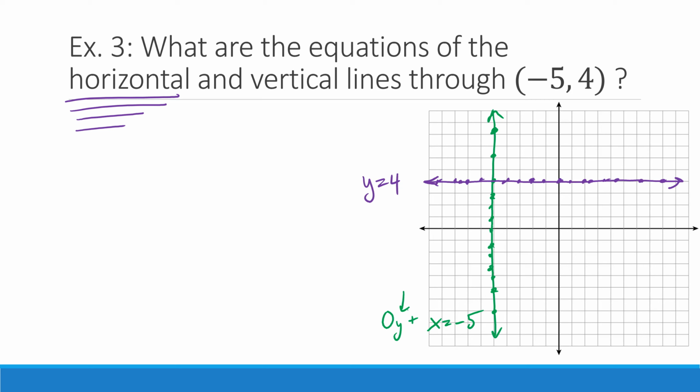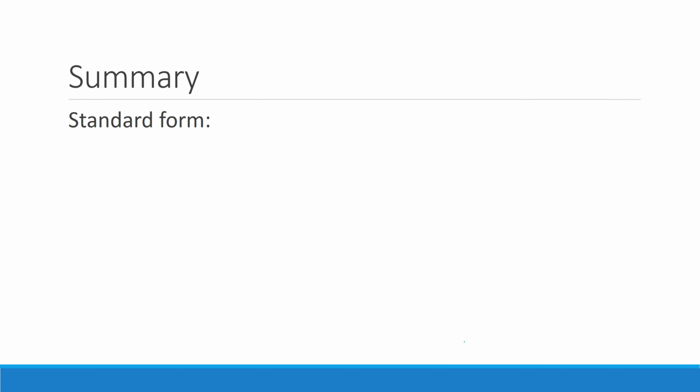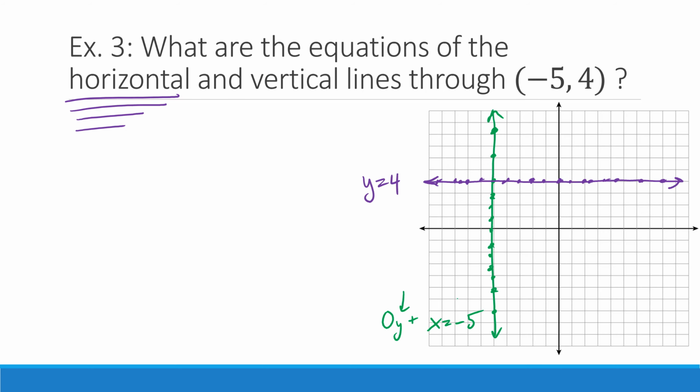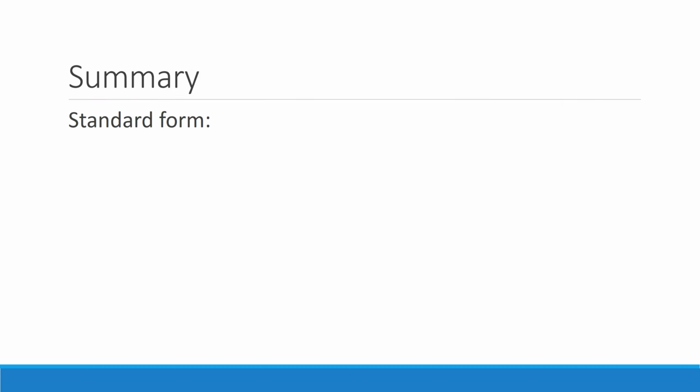Anyway, if that didn't make sense to you, that's fine. The easiest way to think about this would just be x equals -5. Don't even worry about the 0y. x equals -5, equation of a vertical line. y equals 4, equation of a horizontal line. Always for the horizontal, it's y. Always for the vertical, it's x.